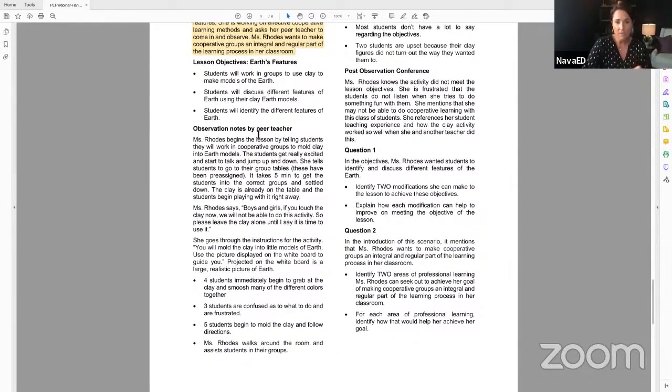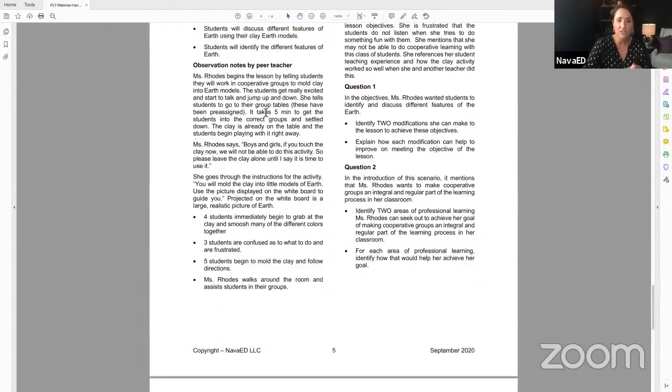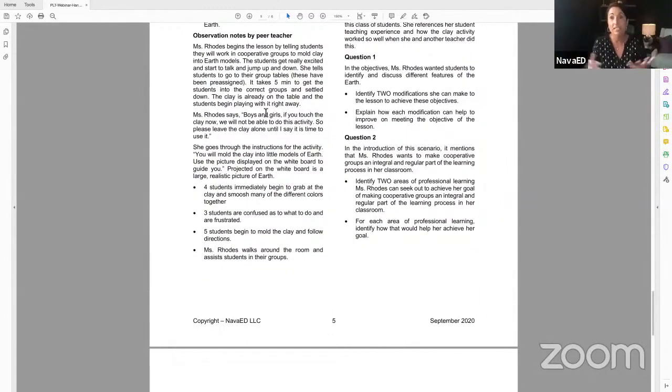And then there's some observations by the peer teacher. And all the observations is a scenario of what's going on. And basically, surprise, surprise, this is what happens. She doesn't give explicit instructions. The kids get in their group, they grab the clay, they mush it all together. It's a hot mess. We've all been there 100 times. So I'm not knocking Ms. Rhodes here. I've been in this situation 100 times, but it's a cluster. Okay. So basically, what can she do to modify 2 modifications in the lesson and explain how they work?